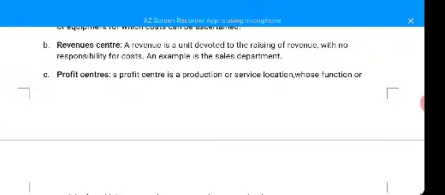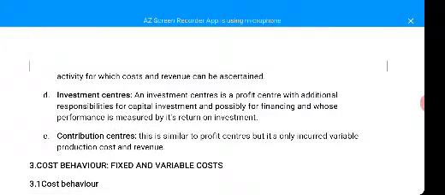A profit center. A profit center is a production or service location whose function or activities for which cost and revenue can be ascertained. In the profit center, they incur both the cost and the revenue. By the time you take revenue minus cost, you will have profit.